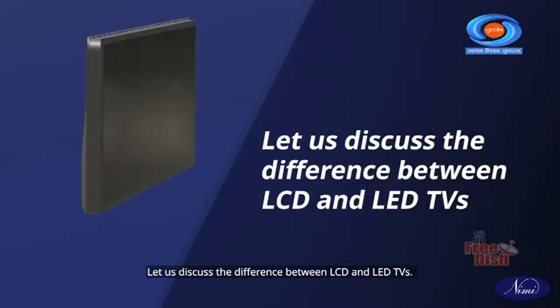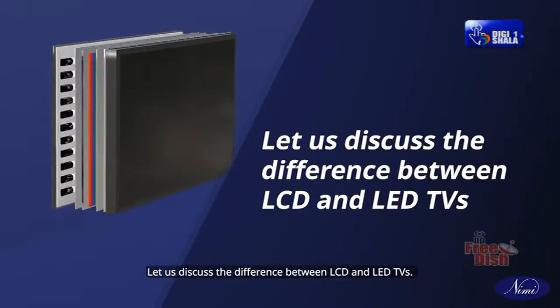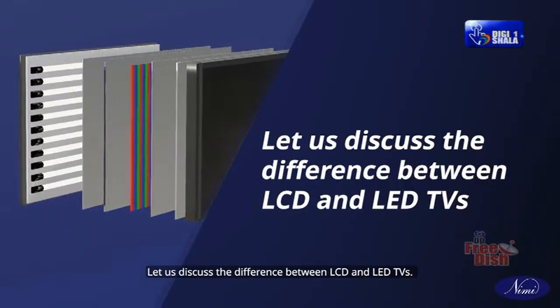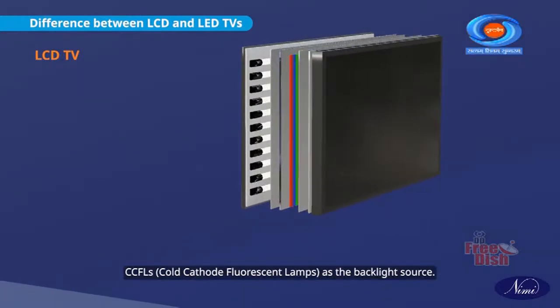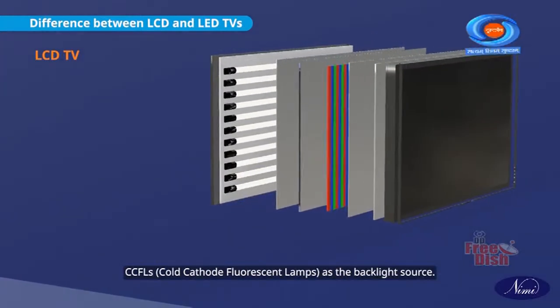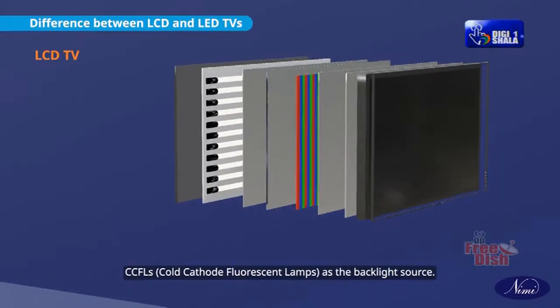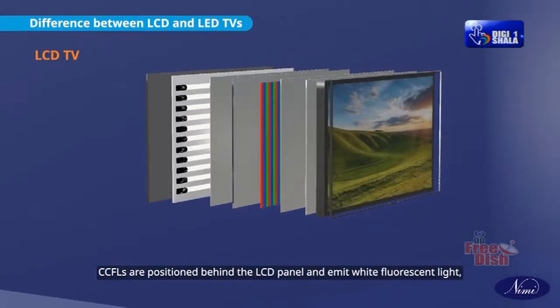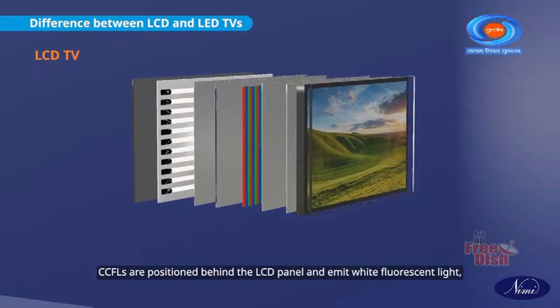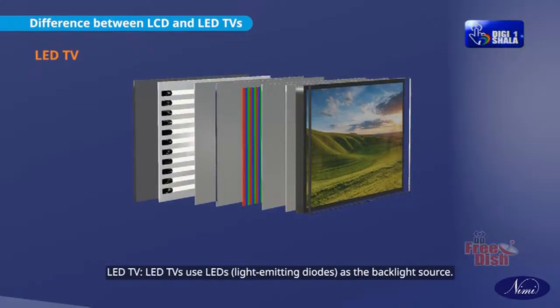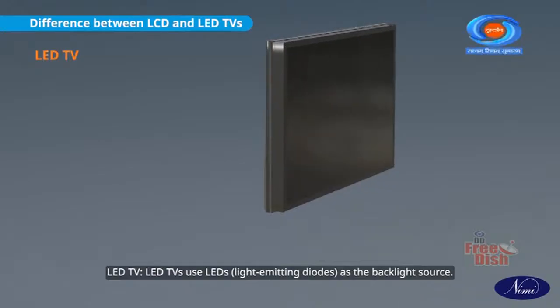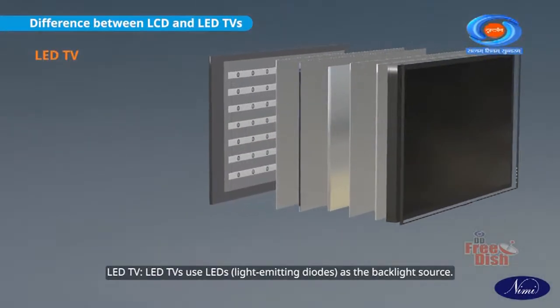Let us discuss the difference between LCD and LED TVs. LCD TV. Traditional LCD TVs use CCFLs, cold cathode fluorescent lamps, as a backlight source. CCFLs are positioned behind the LCD panel and emit white fluorescent light, which passes through the liquid crystal layer to produce images on the screen. LED TV. LED TVs use LEDs, light emitting diodes, as the backlight source.